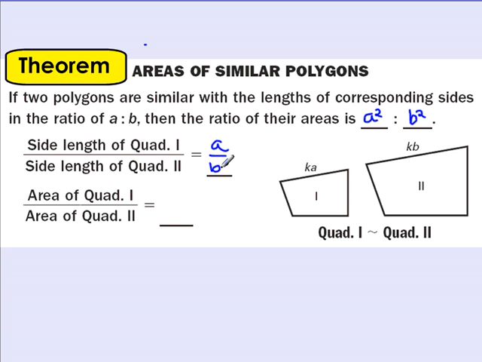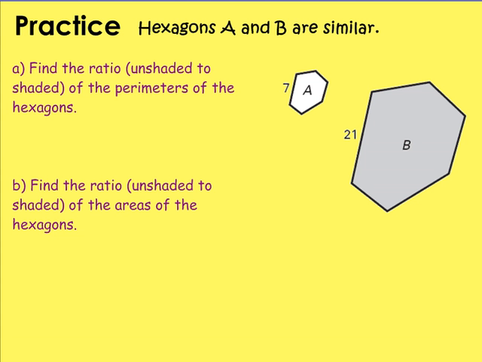So in a previous chapter, we learned that the ratio of the sides of similar figures is going to be equal to the ratio of their perimeters. So here we have the ratio of their sides, and the area of quadrilateral 1 and quadrilateral 2, we know at least their ratio will be a squared to b squared, depending on what this a and b will be when we simplify it. Let's try a couple examples.